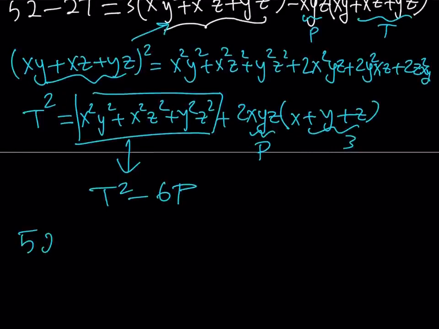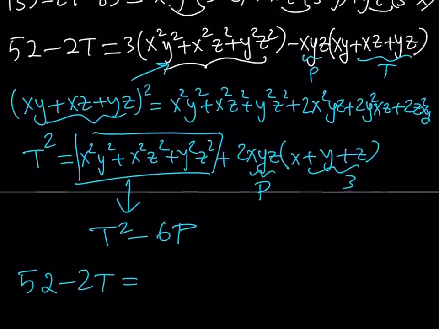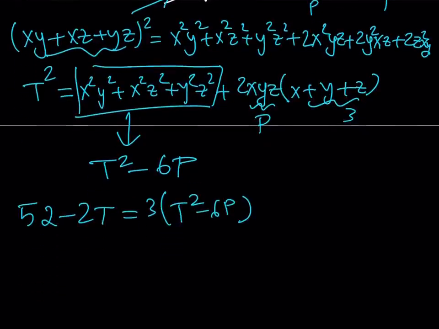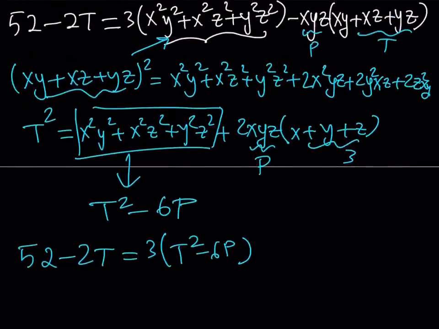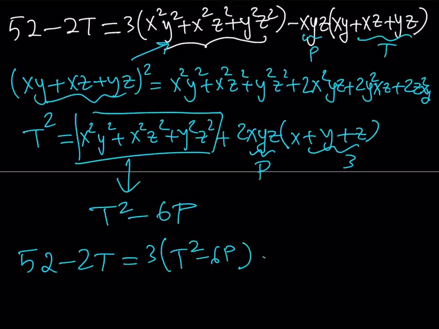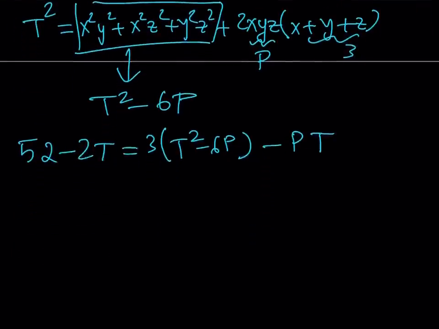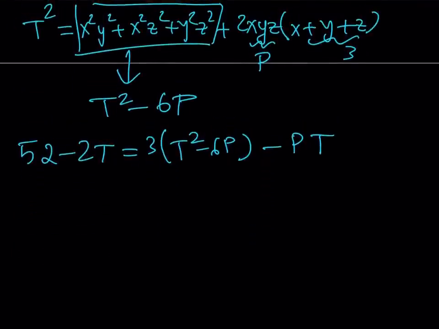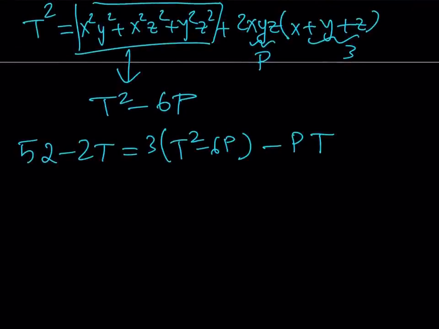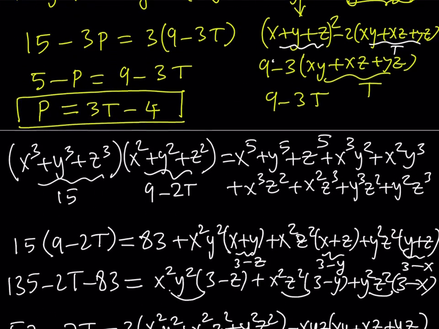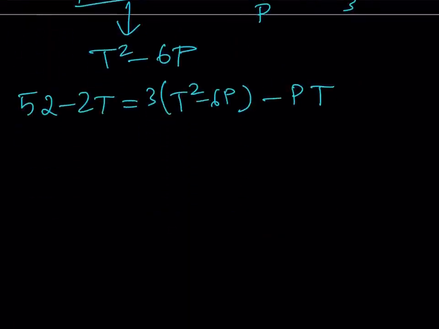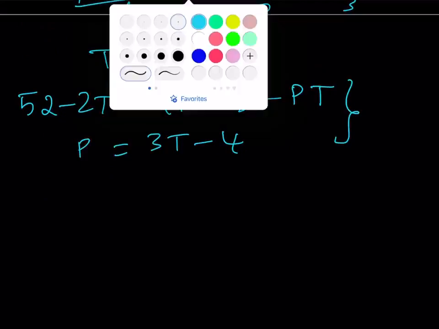Let's see what we get from there. This is going to give us 52 minus 2t equals 3 times the quantity, which is t squared minus 6p, right? And then we're going to be getting minus pt. Great. So we got the following equation. Obviously, this can be simplified a little bit, and we have another equation that we can use, which we got here: p equals 3t minus 4. So this is our system, and we're going to solve that system. Let's go ahead and solve it.